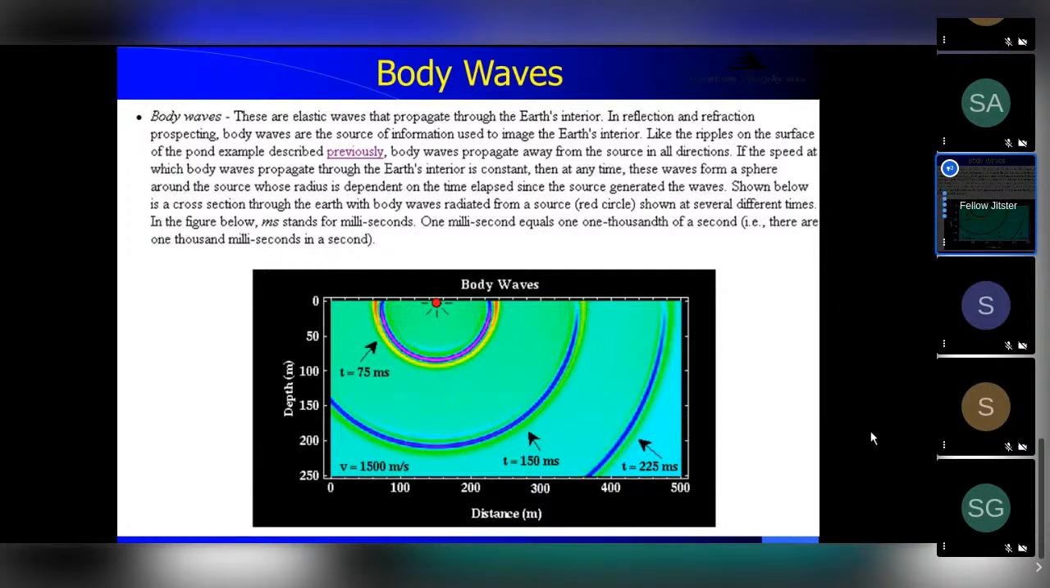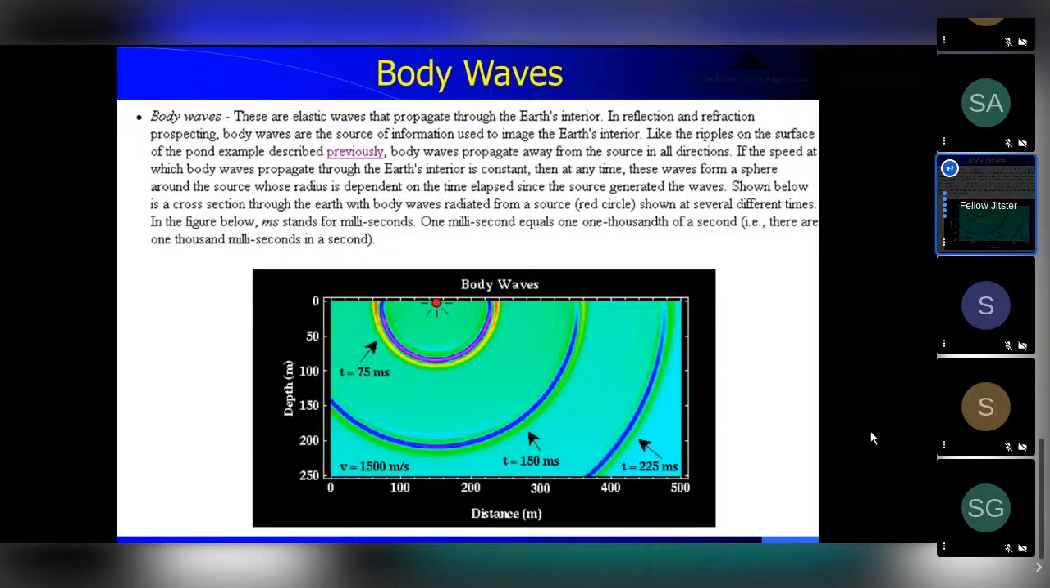Can you read the text given? Okay, it says the body waves are elastic waves that propagate through the Earth's interior. In reflection and refraction prospecting, body waves are the source of information used to image the Earth's interior. So we're going to use the same thing. We are going to image the Earth's interior using the seismic body waves.